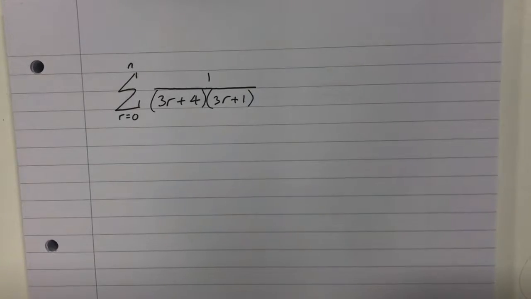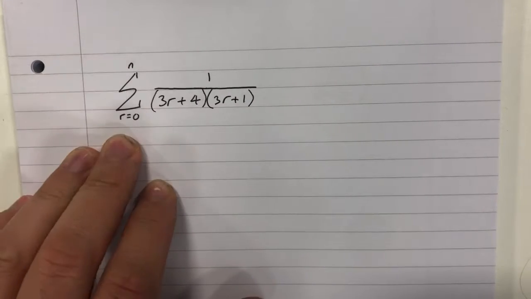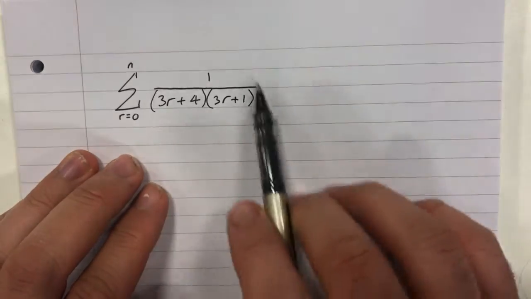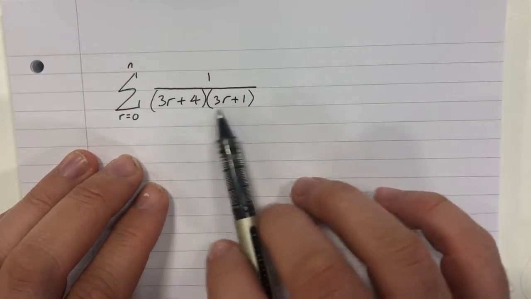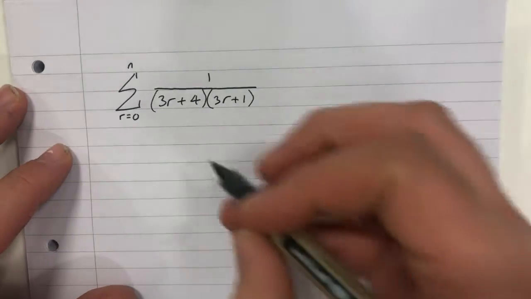Okay, following on from my previous video, we're going to be looking at using the method of differences to find the value of this series in terms of n. So first of all, notice that this question is not split up into parts. So first of all, we need to use partial fractions on this fraction to split it up.